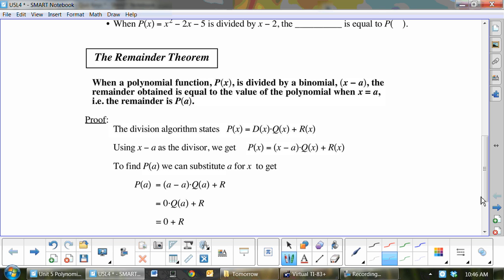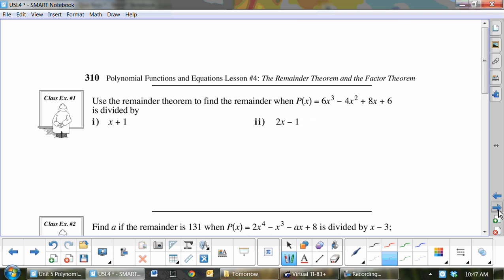Okay? What's this saying? Well, if you're doing this, it's the same thing as p of a. You're going to get the same remainder, right? That's what that entire thing says. And again, words like obtained, polynomial function, remainder, they get a little overwhelming, but hopefully you can see what they mean: that p of x is the same thing as dividing by that x. Now, if you go to the next page, it says use the remainder theorem to find the remainder.